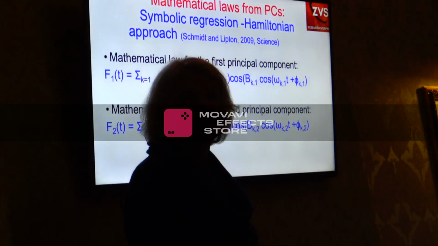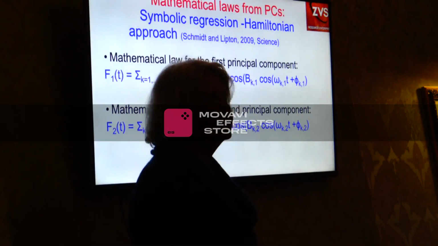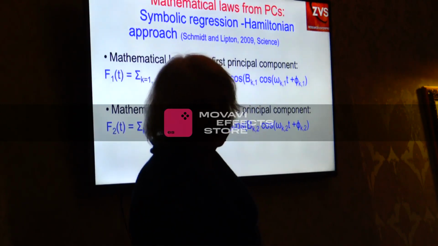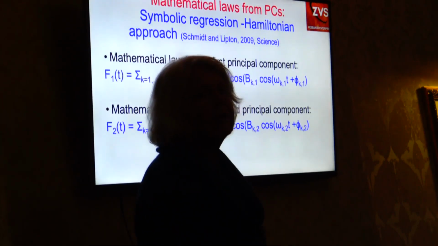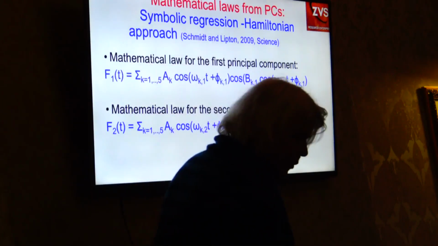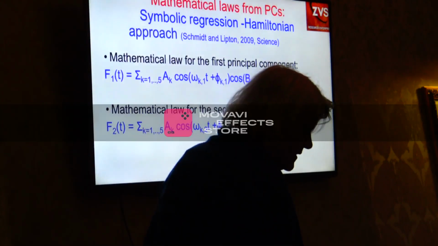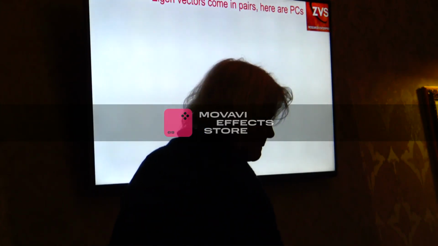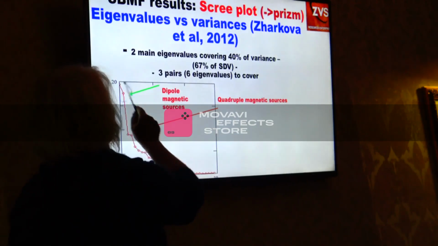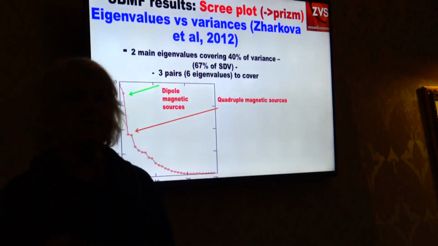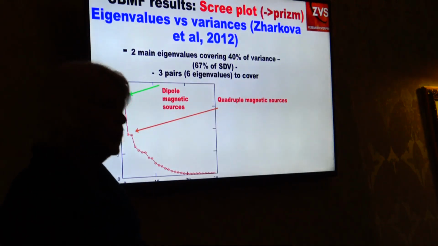Sorry, are red and blue the dipole and quadrupole, are you saying? The first two components? It's two waves coming from two magnetic fields, north and south. So these come from dipole magnetic sources, north on the northern pole, south on the southern. But we have two waves, not one.